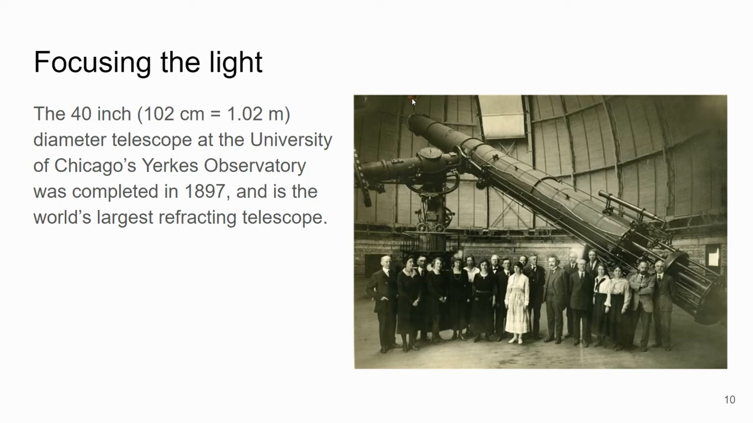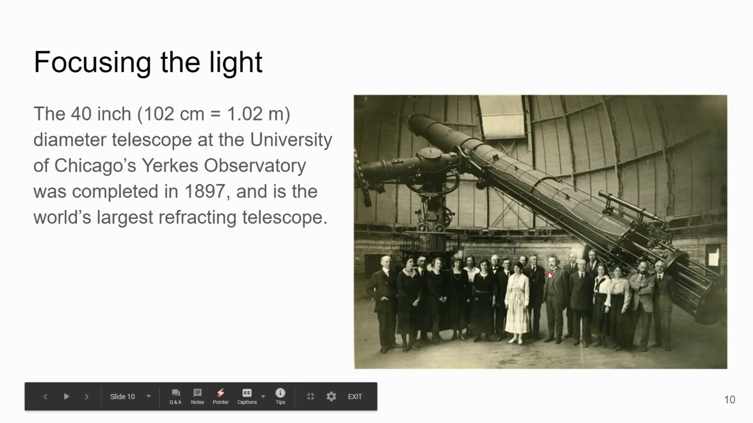So 123 plus years ago, 124. It's only February. That's when this was completed, and we haven't made a bigger one of this type since, because we realized this isn't the best way to make a telescope. Here's Albert Einstein, by the way, visiting the telescope. He didn't work there.